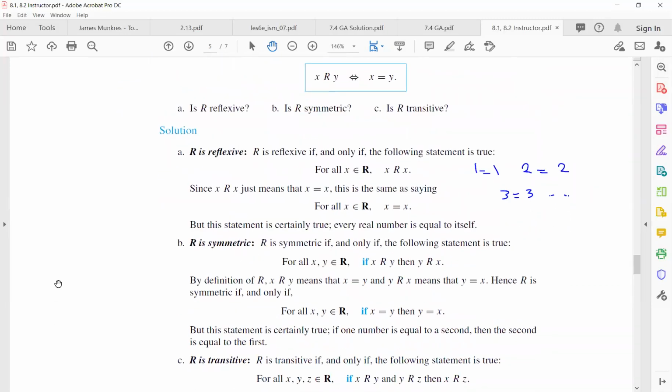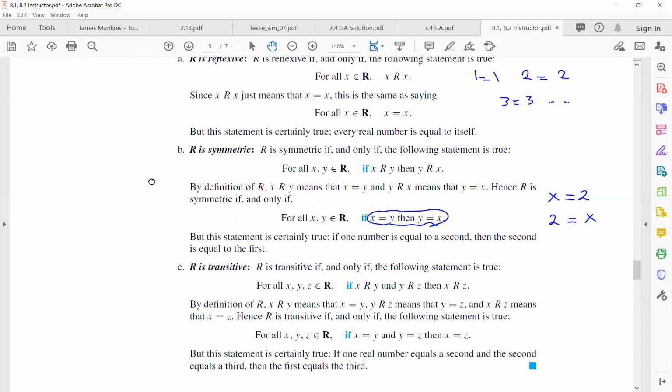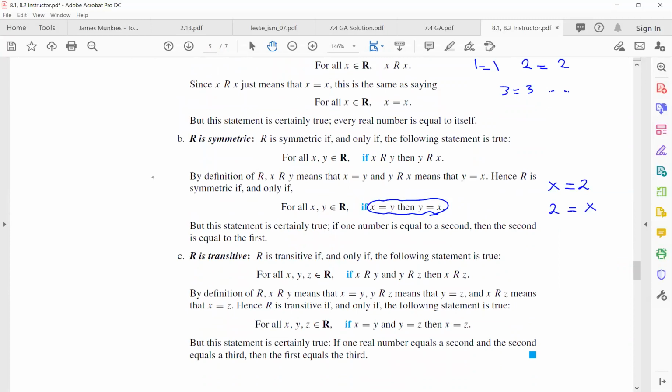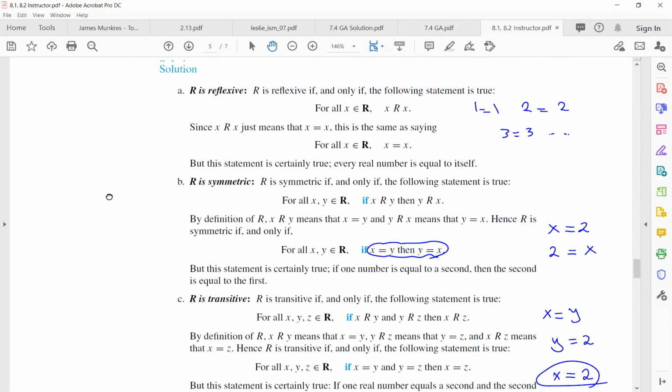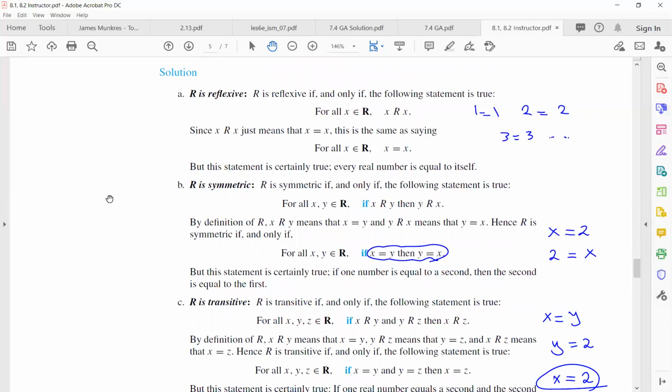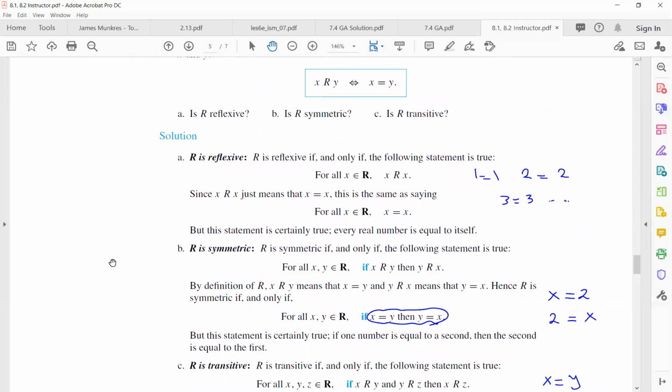Second condition, if x is equal to y, then for sure you can say that y is equal to x. It's like writing it this way: x is equal to 2, you can also say that 2 is equal to x. So it is symmetric. And also it's transitive. If x is equal to y and y is equal to z, for sure you can conclude that x is equal to z. So the relation is transitive as well. If a relation is reflexive, symmetric, and transitive, we call it an equivalence relation.